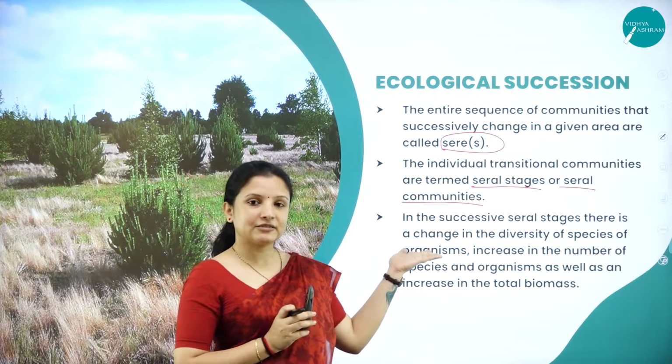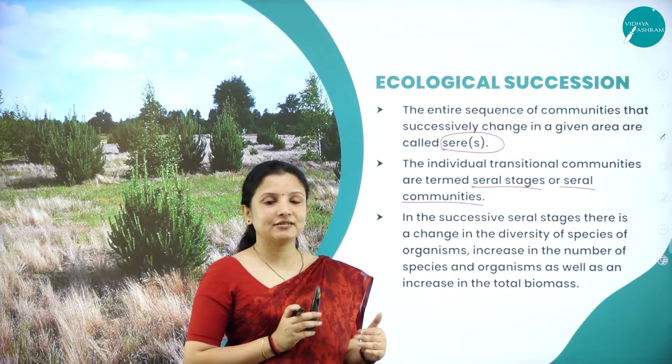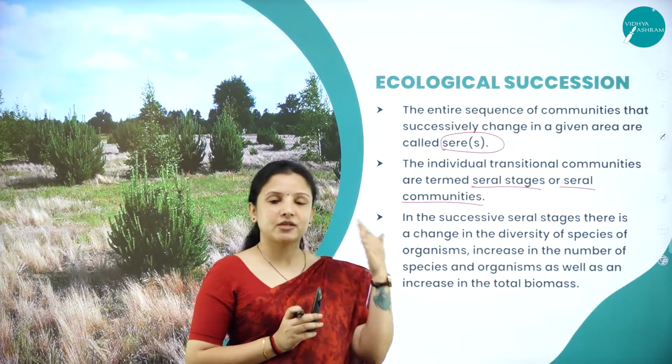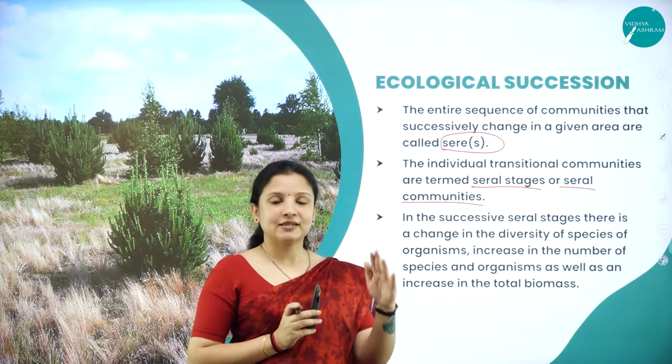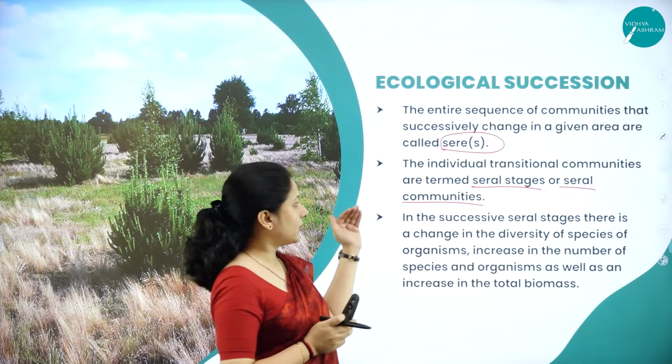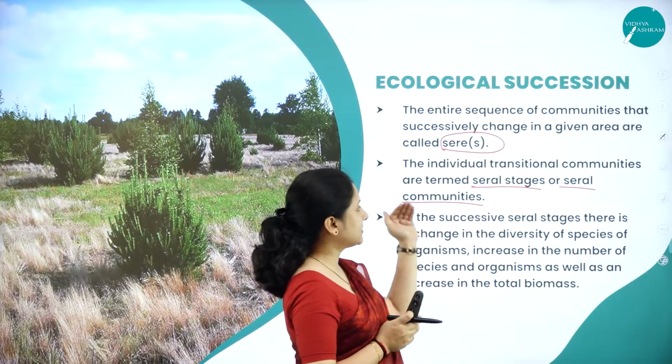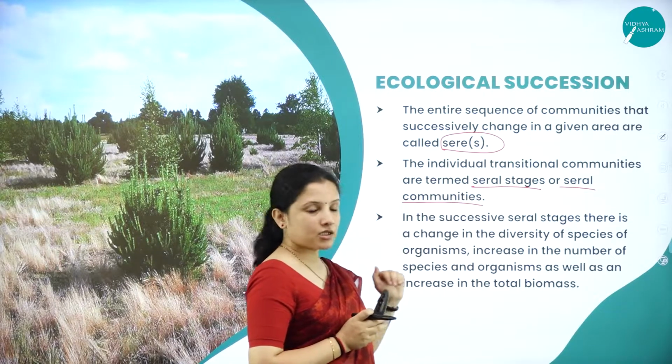So the first seral stage was the moss. The next seral stage is the herbs. The next seral stage will be the shrubs. Next will be the trees. Like that it gets occupied. So these different stages are called the seral stages or the seral communities.